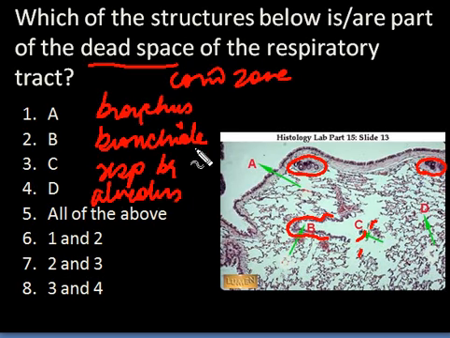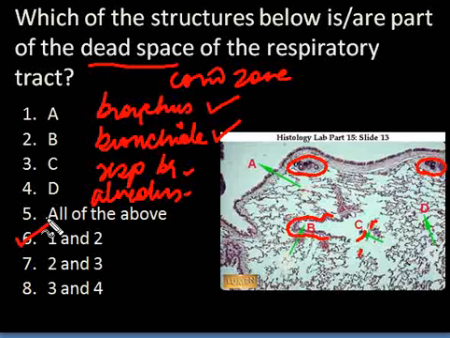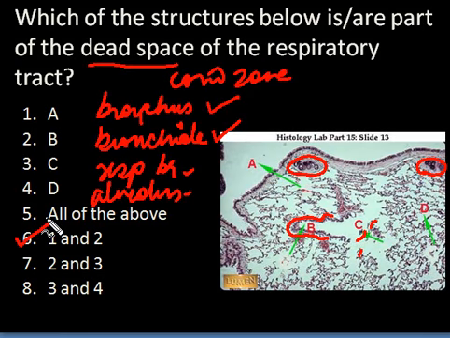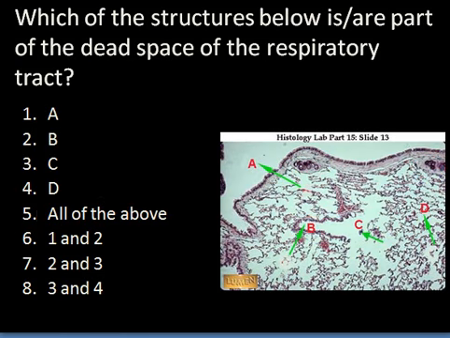So of these four choices, only bronchus and bronchiole are areas which are part of the conducting zone and where no gas exchange takes place. Gas exchange takes place in a respiratory bronchiole, and it takes place in an alveolus. So to answer this question, both bronchus and bronchiole would answer the question. Therefore, number 6, which chooses both 1 and 2, is the answer to this question. So when you get questions like this, you must put together anatomy and physiology.